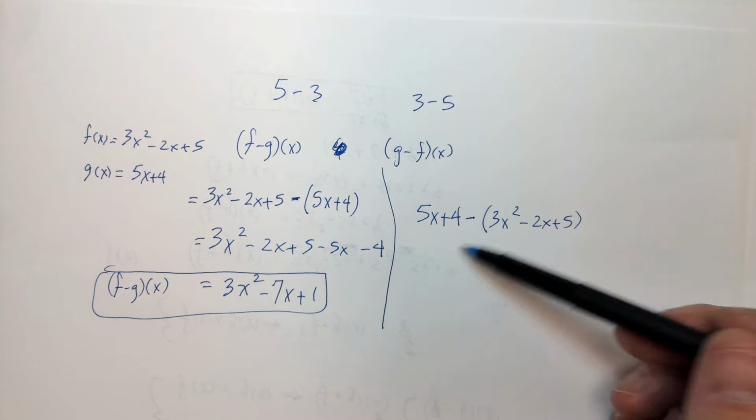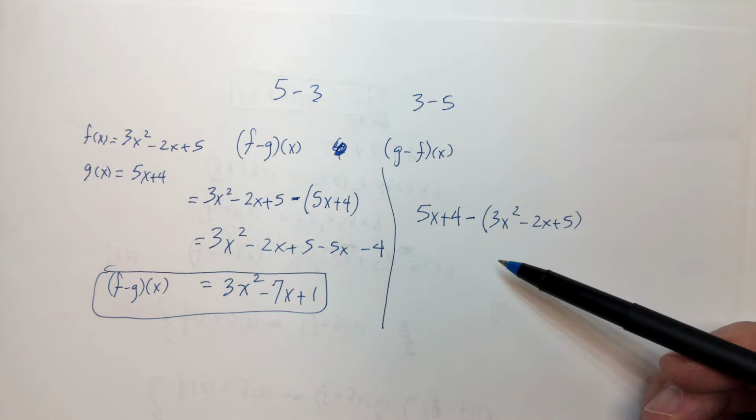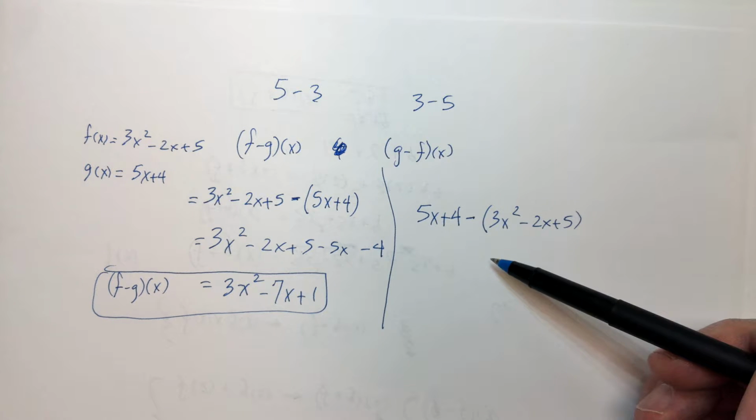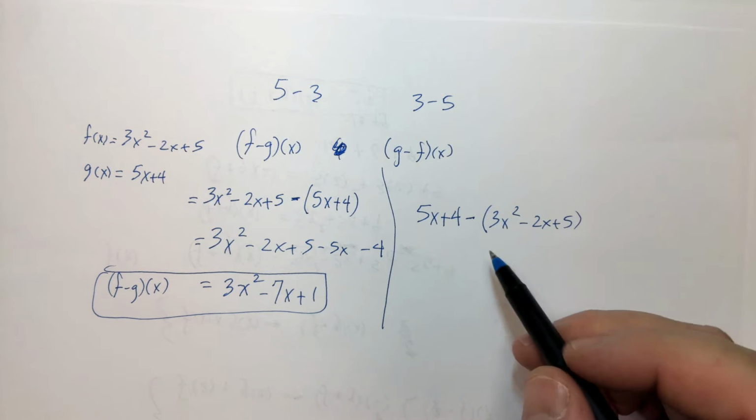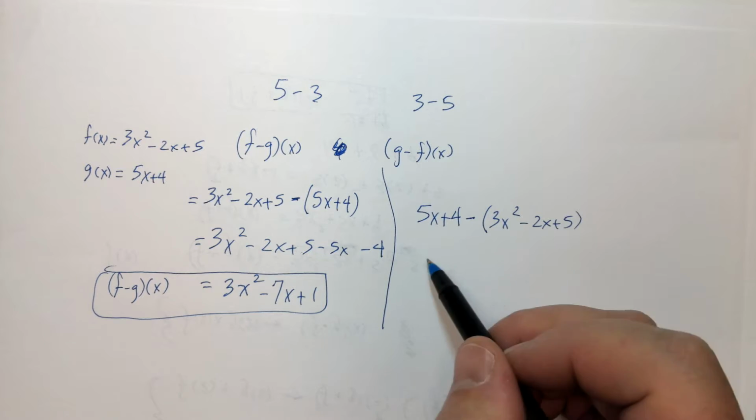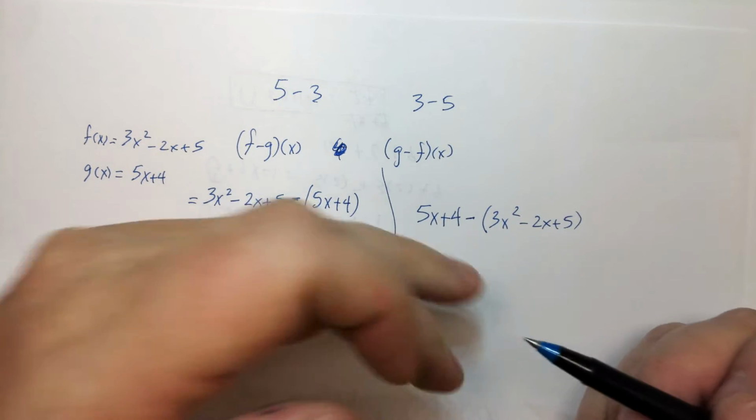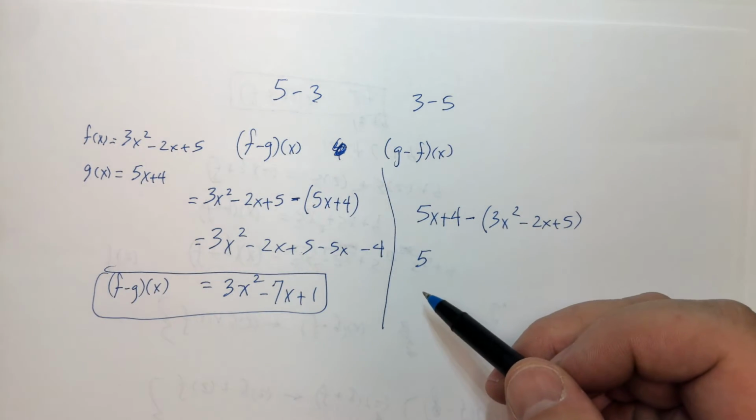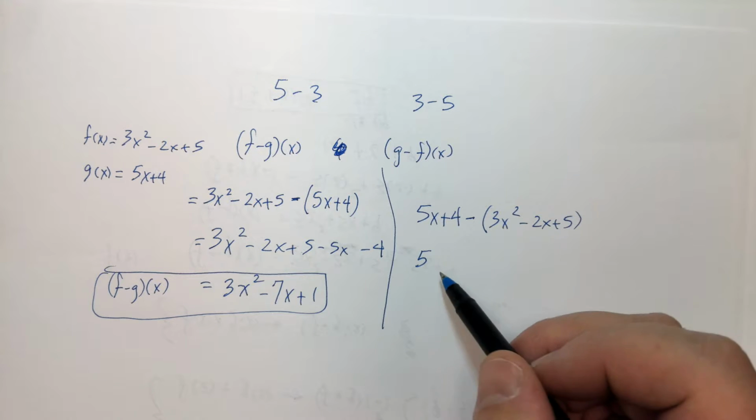Ivan, do you want me to work this out, or do you think you're okay with how to do that? Let me try it first, because I think I can do it by myself. Okay, then don't look. I'll freeze it. Okay.